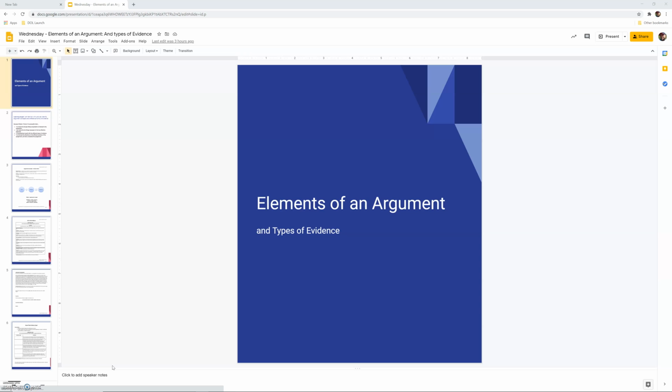We're going to be talking about the elements of an argument and types of evidence that you can use to support an argument.